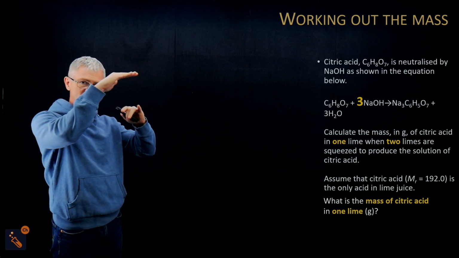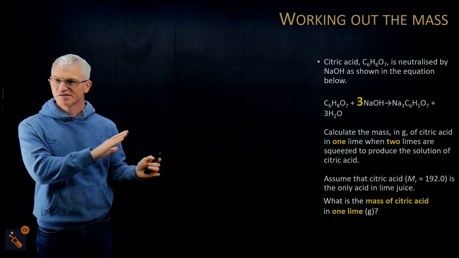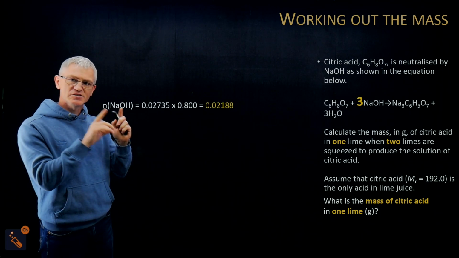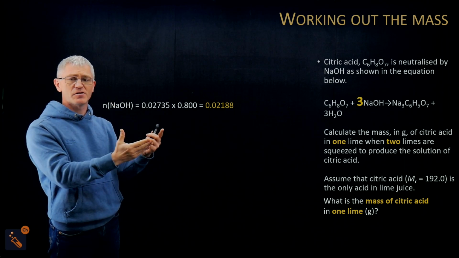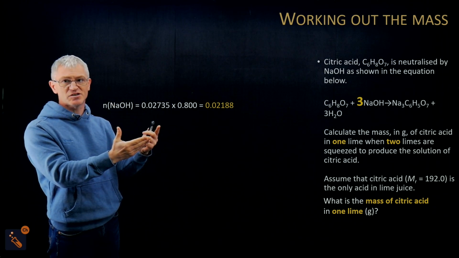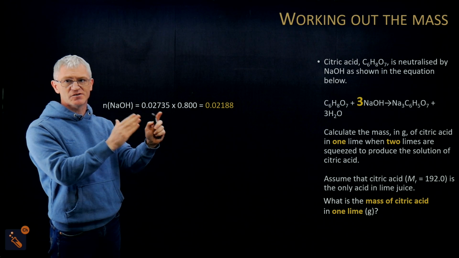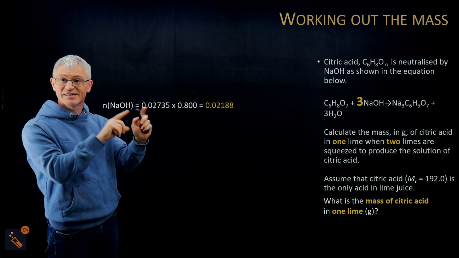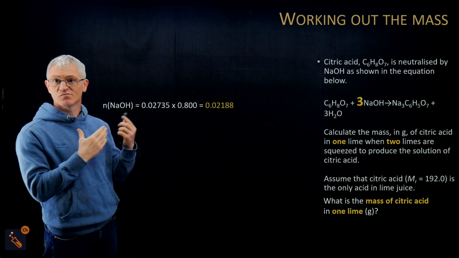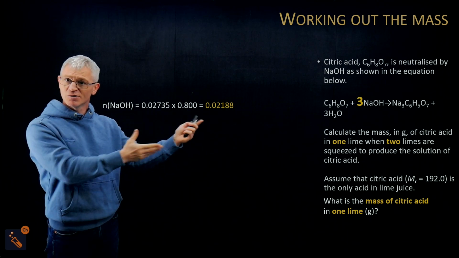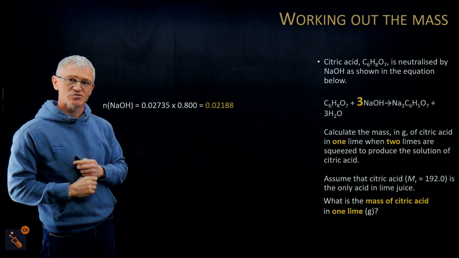Let's do the calculation. Now I'm going to put the numbers in. I'm not going to show you all the data because we're going to go through this one quite quickly because it's very similar to the one before. So we first of all do the number of moles of sodium hydroxide. The actual volume of sodium hydroxide added was 27.35 centimetres cubed. So we converted that into decimetres cubed and times it by the concentration of the sodium hydroxide, which was 0.8. We got a number of moles of sodium hydroxide.